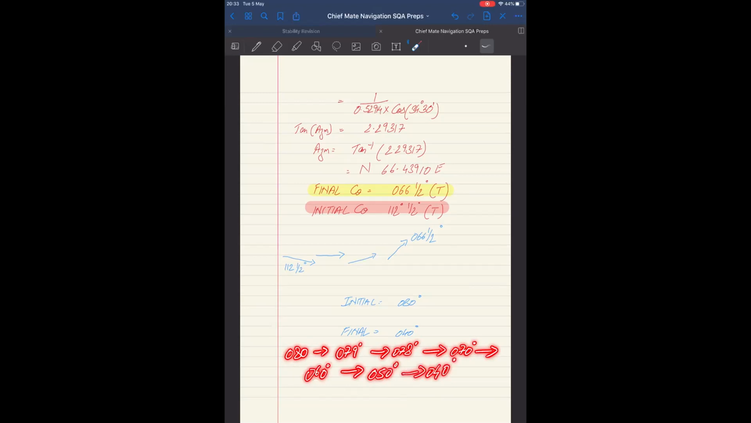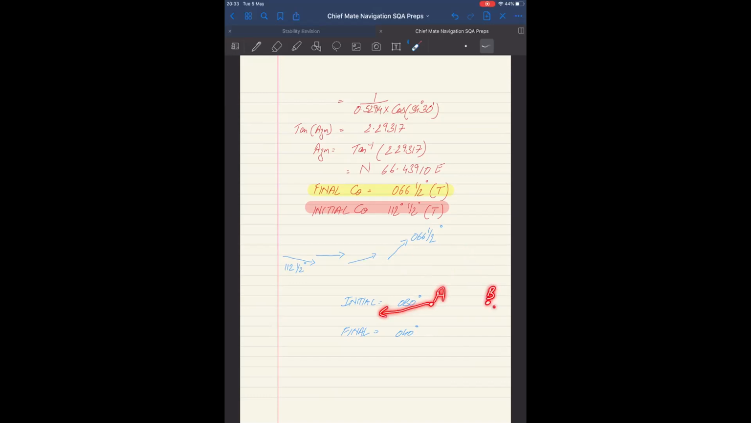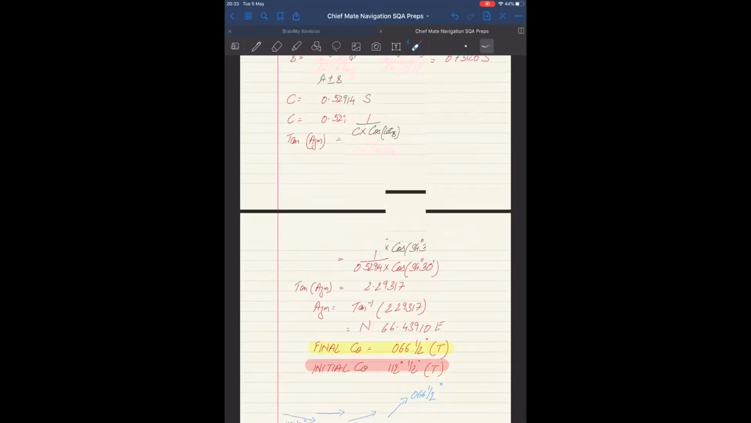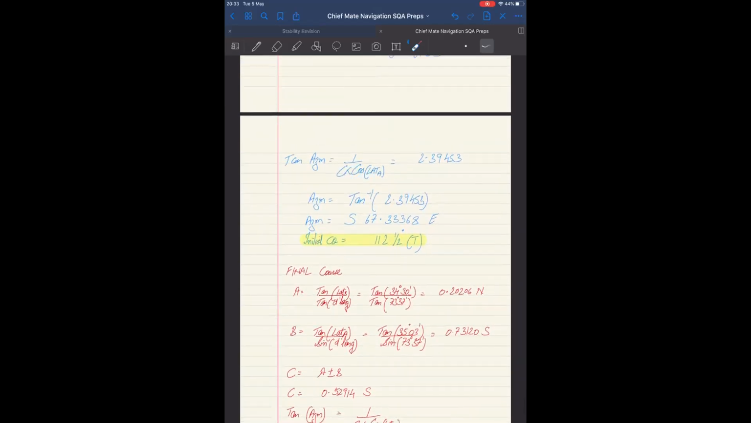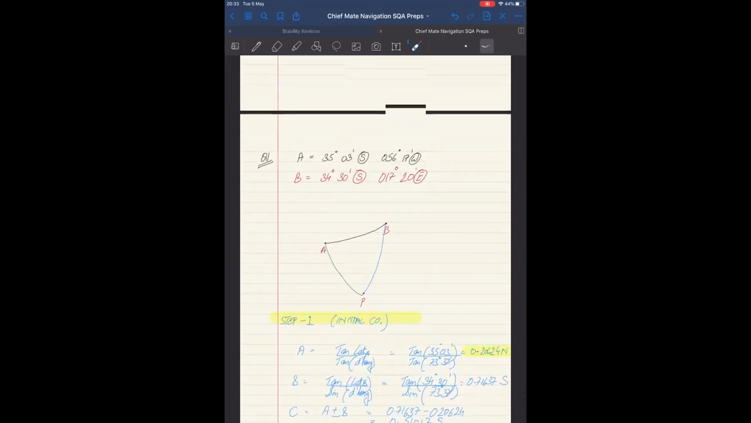Now we can see that neither 090 degrees nor 270 degrees comes in between the initial course and final course, which tells us that the vertex is not going to lie in between A and B. The vertex is either at a virtual point before A or at a virtual point after B. Now, how is this going to help you if you determine it correctly? Now, I will copy this drawing and show it to you.